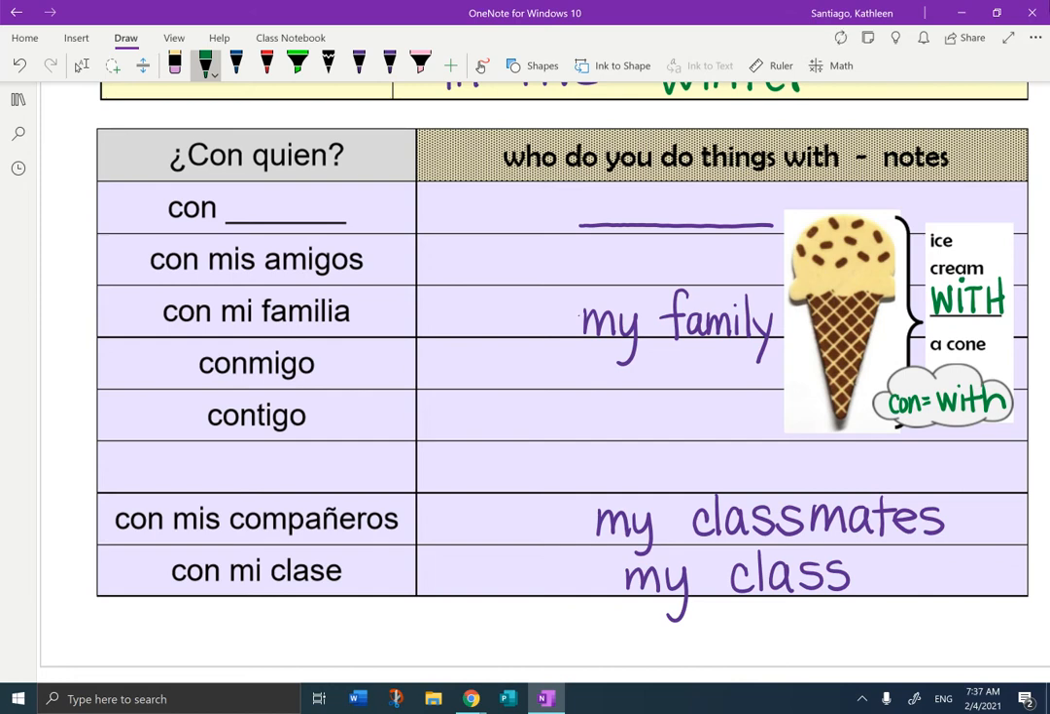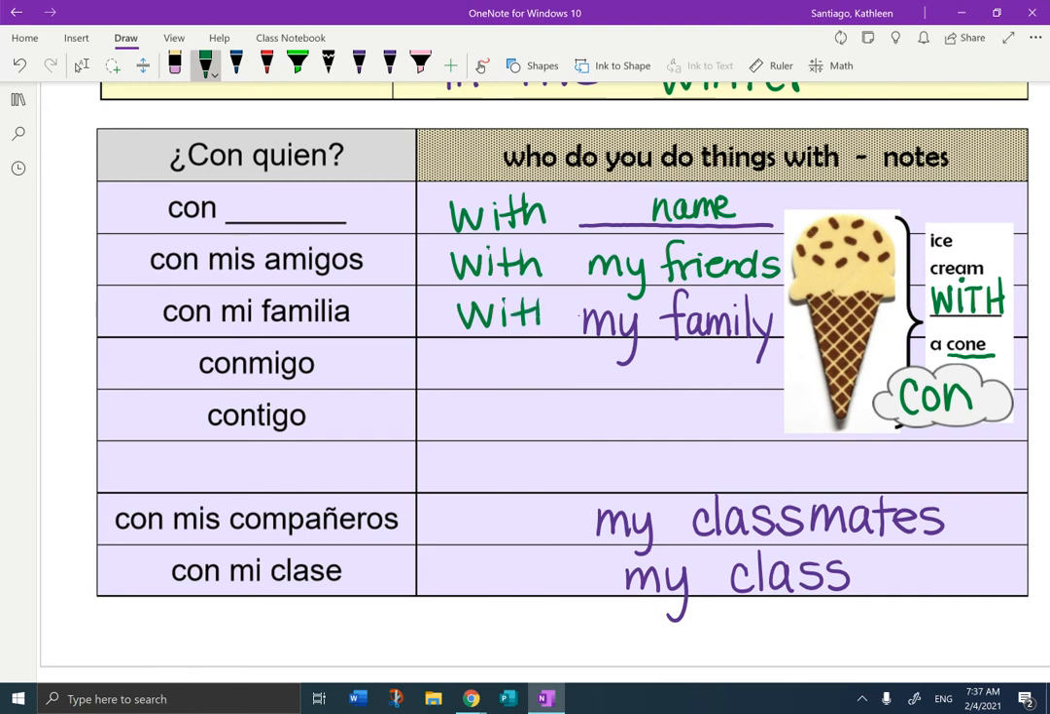In English, it's C-O-N-E, but in Spanish, it's just C-O-N. So I actually just want to write the word con alone in there. Con equals with. So con blank would be with, and then you could put a person's name in there. So name a person or people. Con mi familia. Okay. Con mis amigos, with my friends. Con mi familia, with my family.